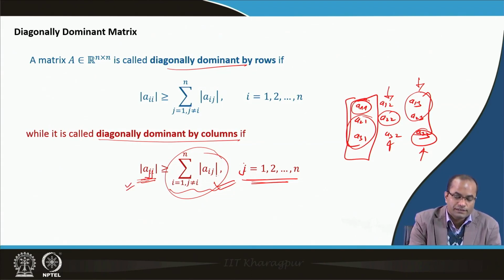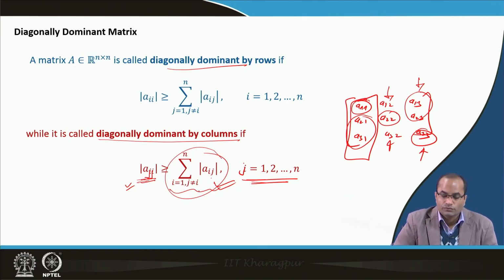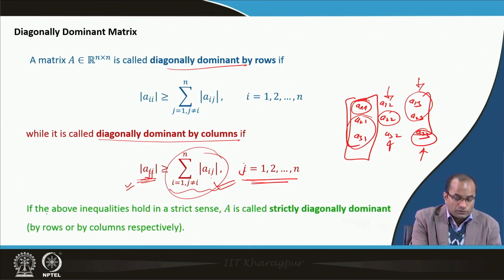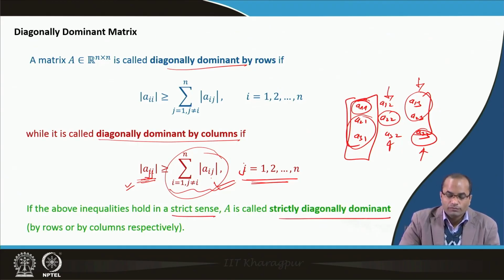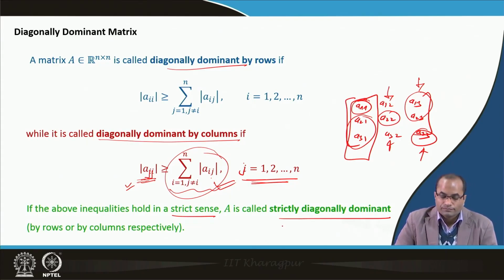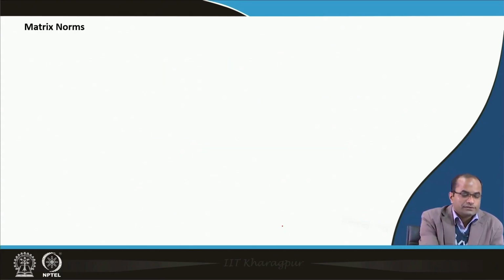So a_jj is greater than or equal to the sum over i not equal to j. We sum in this direction for j equal to 1, then for j equal to 2, and j equal to 3. If the above inequalities hold in a strict sense, then A is called strictly diagonally dominant. If we have greater than or equal to, we simply call it diagonally dominant by columns or rows respectively, but if the inequalities are strict, then we call it strictly diagonally dominant. That is the one definition we will be using in this lecture.